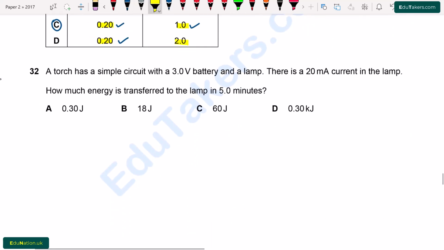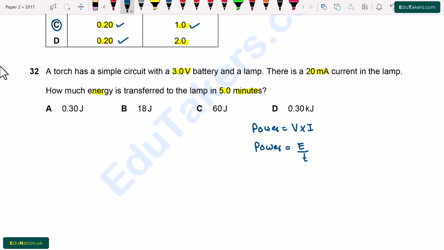Question number 32. A torch has a simple circuit with a 3.0 volt battery and a lamp. There is a 20 milliampere current in the lamp. How much energy is transferred to the lamp in 5.0 minutes? Here we have to find the transfer of energy. We know that power is equal to potential difference multiplied by current. So power will be equal to V cross I, and also power is the rate of transfer of energy, so there will be E by T.